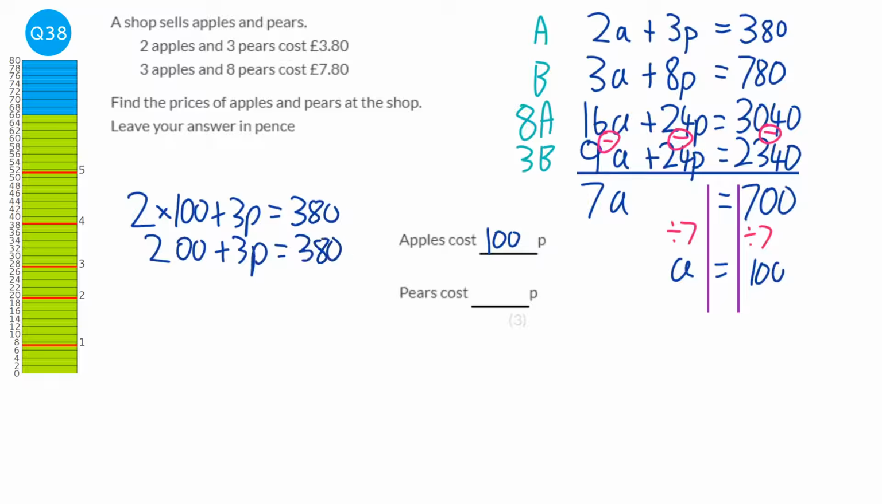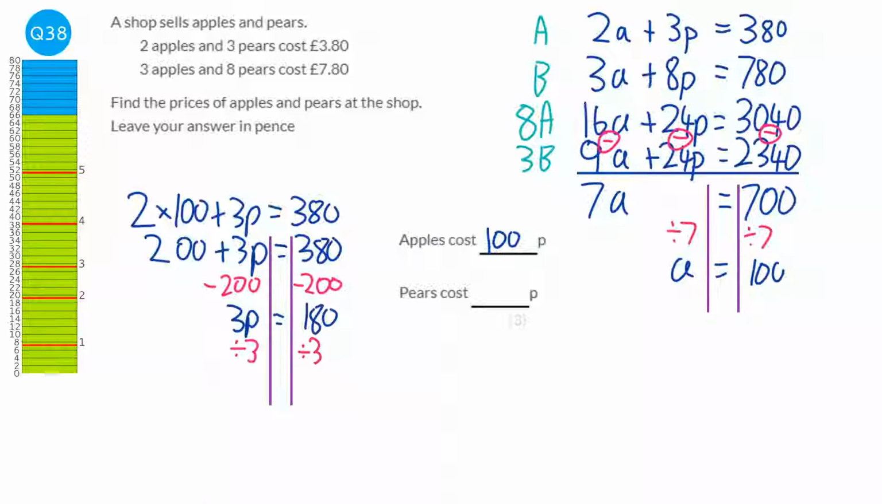And then again, I'm just going to draw my lines down. And we're going to subtract 200 from both sides. So it's going to be 3p equals 180. And then we're going to just divide by 3 both sides. And we've got p equals 60. So a pear costs 60.